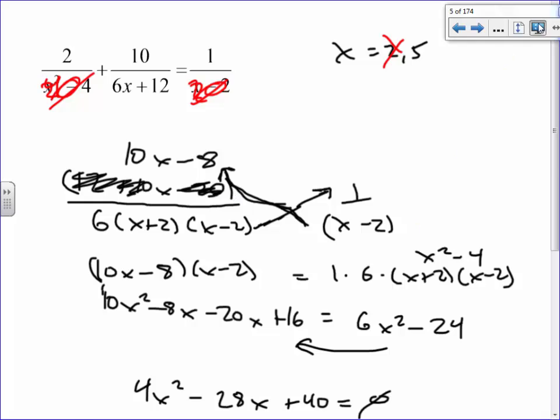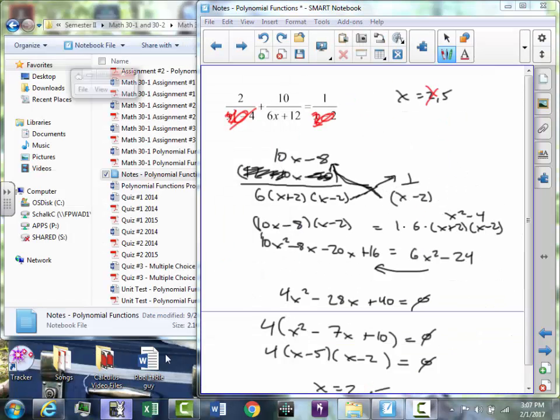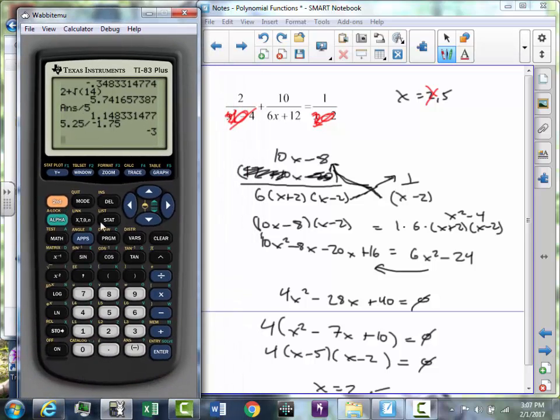So, I should check 5 just to make sure that it does work. You're going to have to be super careful if you use your calculator with brackets here. So it would be 2 divided by bracket 5 squared minus 4, close bracket. That's the first fraction. And then I would add 10 divided by new bracket 6 times 5 plus 12. There's what I get on the left-hand side. On the right-hand side, it's 1 divided by bracket 5 minus 2. Yeah, both sides are equal.